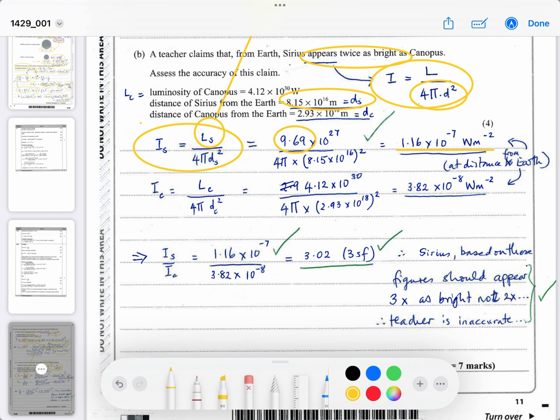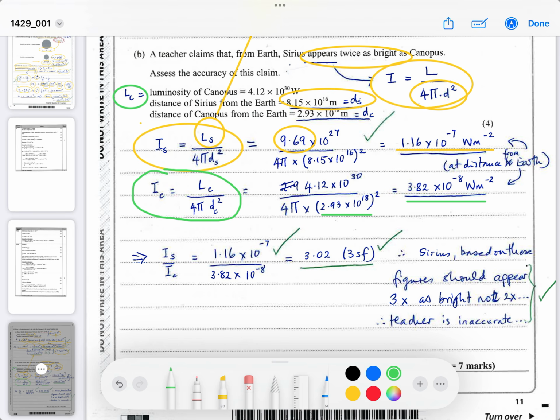You then do the same thing. I'm going to do this one in green. So you do it for Canopus, however you say it. You do the same again, and this time they've given you the luminosity of Canopus here. And you put the values in. The distance is given as 2.93 times 10 to the 18. Square that distance, and you come up with a value for Canopus of 3.82 times 10 to the minus 8. So it's less bright, because the other one was 10 to the minus 7.